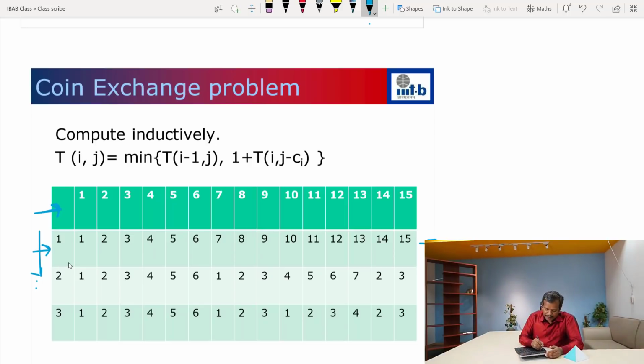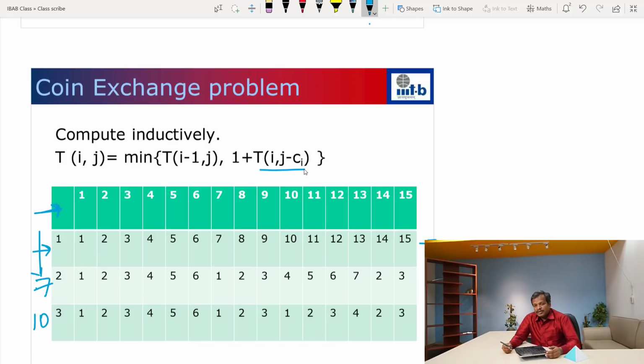So, T of I comma j: in the first row everything is j. In the second row you are allowed to use the second coin. The second coin happens to have value 7 and the third coin has a value of 10. Now, this condition arises only when j is greater than C of I, right.